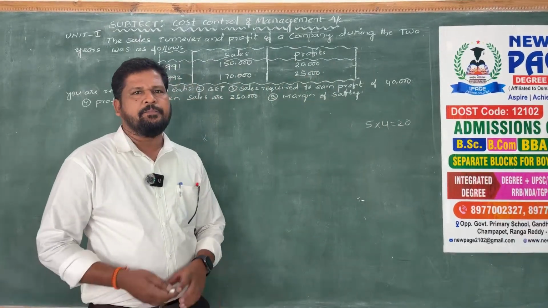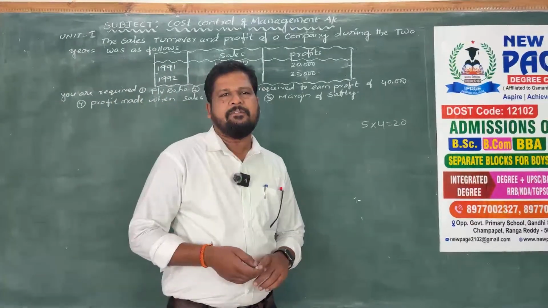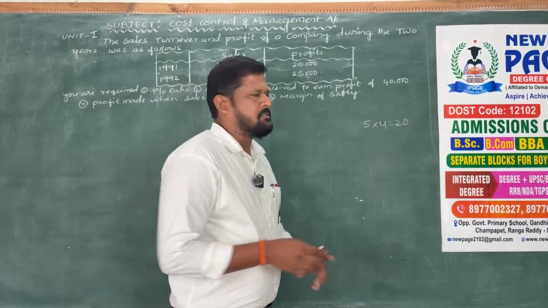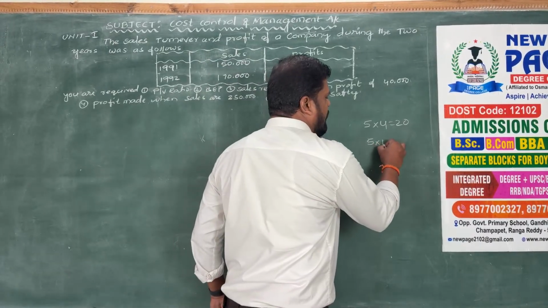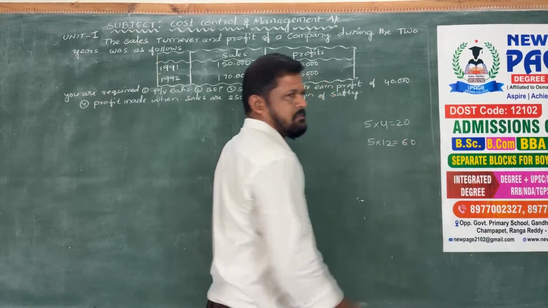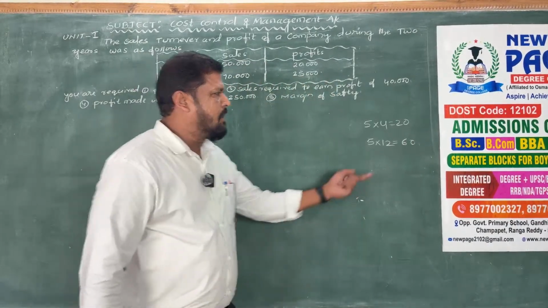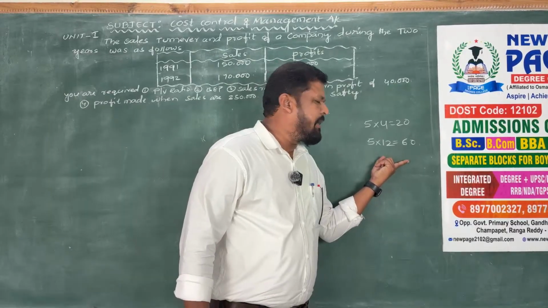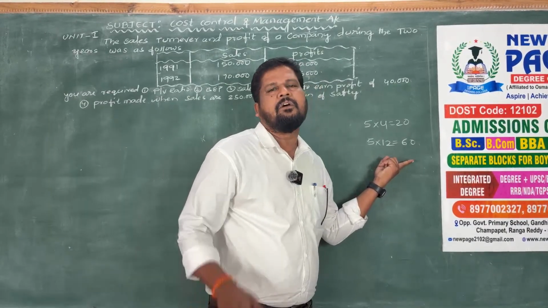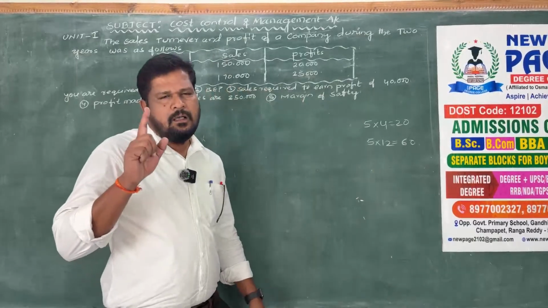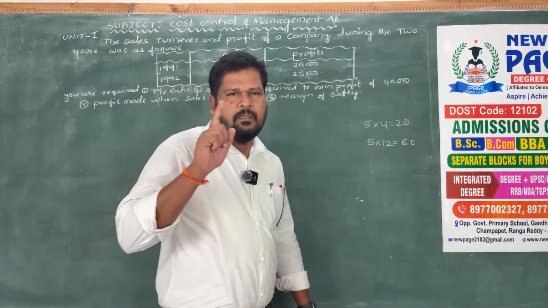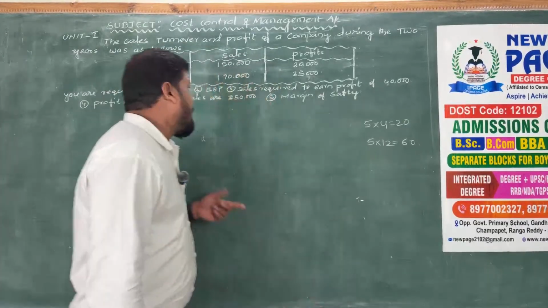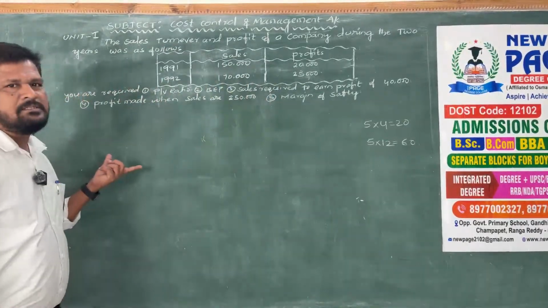Next, part B. 2 questions are given from each unit. Each question carries 12 marks. 5 into 12 marks, 60 marks. Total 80 marks question paper. In part B, each unit is given 2 questions, and 1 question is an alternative choice. Now, going to important questions.